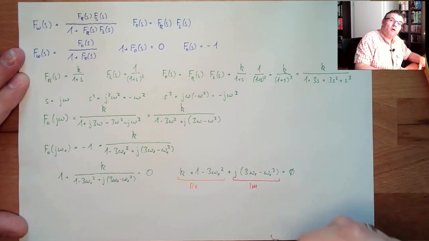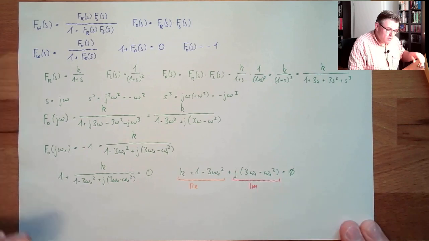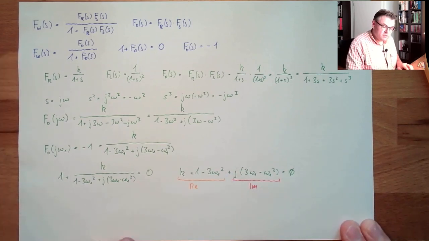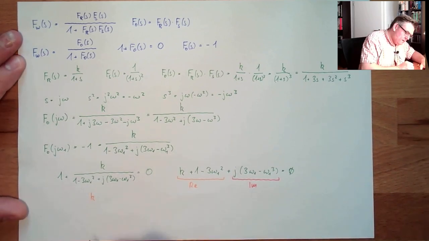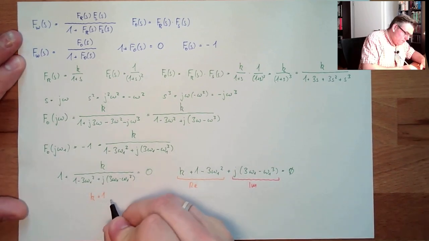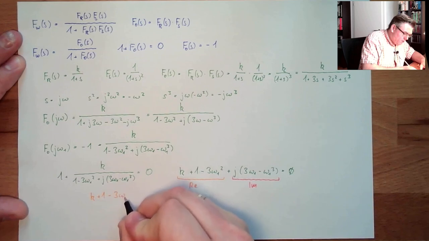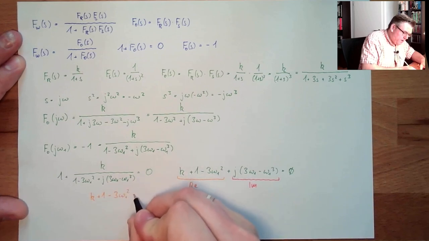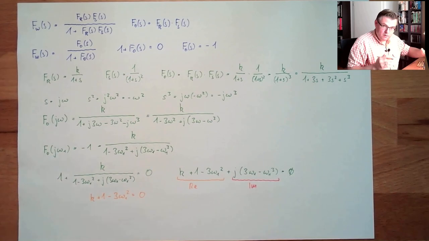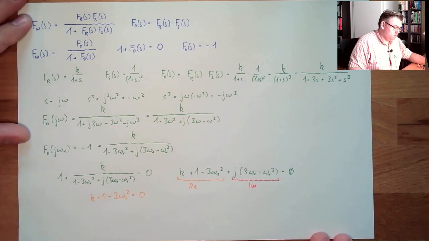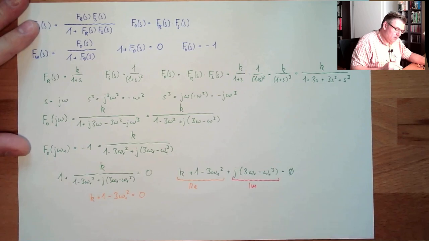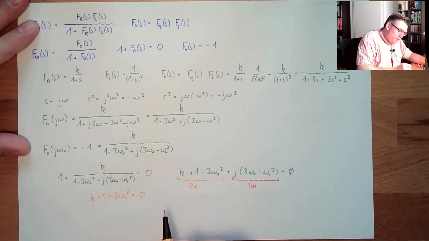And for a complex number to be zero, both parts need to be zero. So I can write k plus 1 minus 3 omega 1 squared equals 0. That's the real part. Again, one equation and two variables.